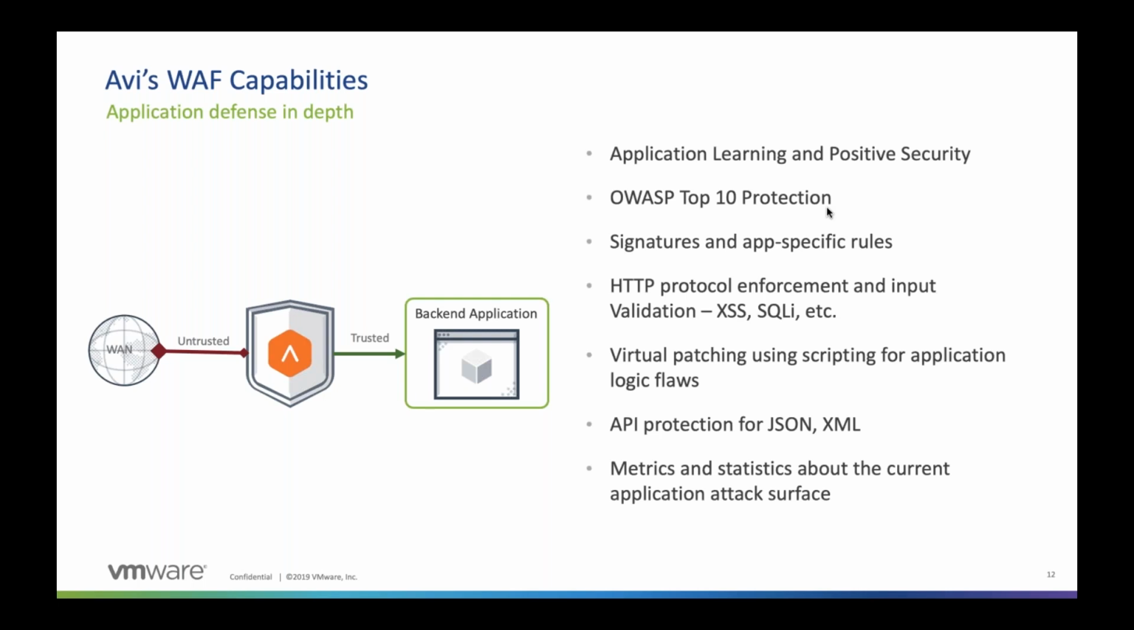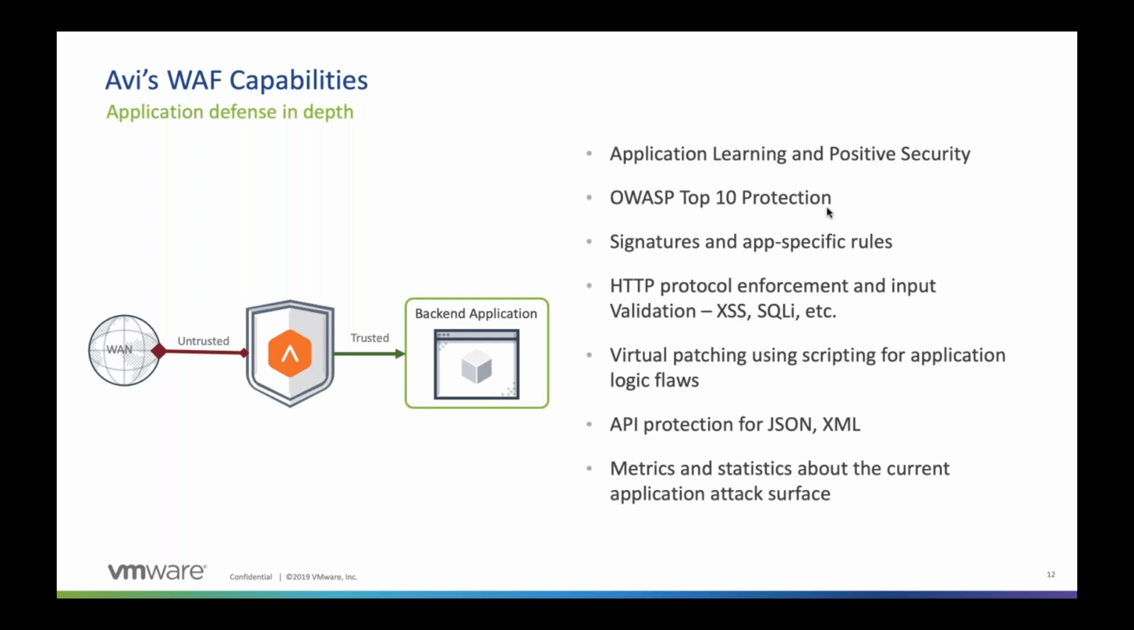Then what you can also do is virtual patching using our scripting engine, which we call DataScript, for example, to combat application logic flaws. And while we're on this, there's built-in API protection, so you can protect JSON or XML APIs that run through the load balancing and web application firewall. Lastly, the metrics and statistics that allow us to assess the current application attack surface and help to tune it to the current application firewall policy.